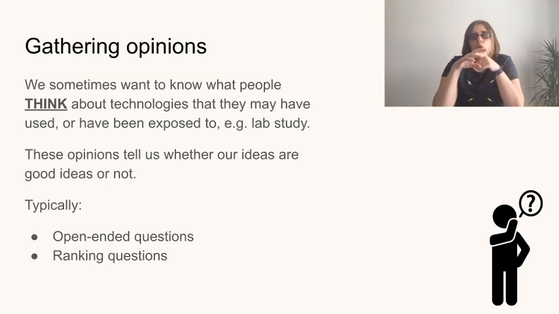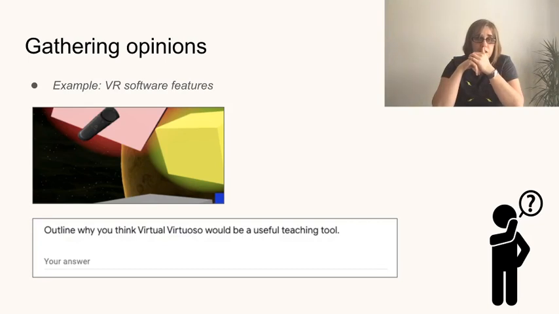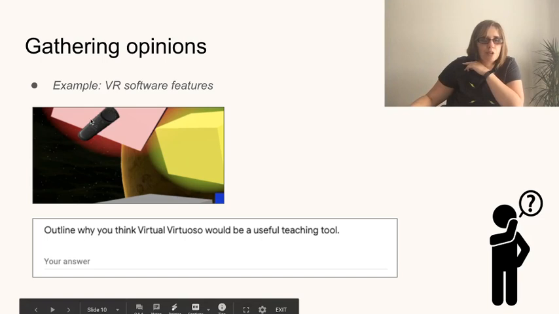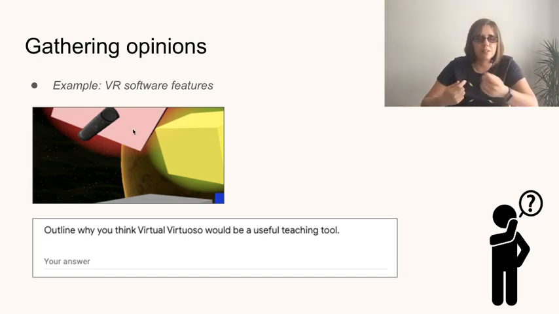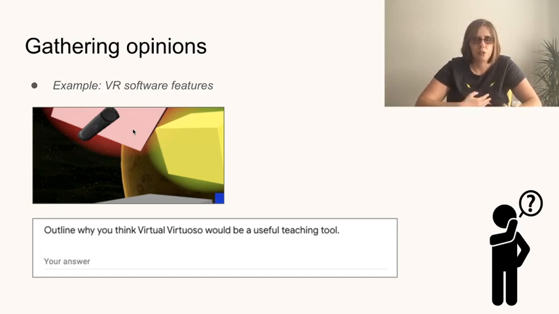These are typically open-ended questions or ranking questions. An open-ended question is basically, outline why you think this. This is an example of a VR music generation tool. You can see there's the VR controller that someone's holding, and they're picking up this box and they can move it around, and each box makes different sounds. So outline why you think this is sensible. And again, you get a long answer.